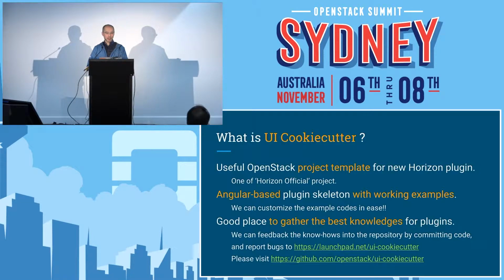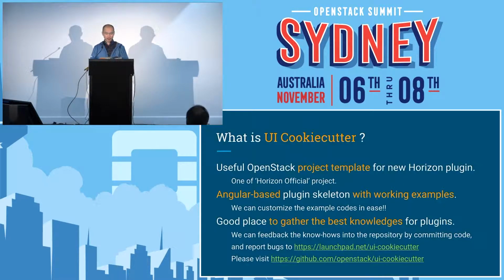UI cookie cutter is a project template for Horizon plugins, as you saw. It is maintained as a Horizon official project. UI cookie cutter has two purposes. One is to provide easy creation of new Angular-based plugins. The other is to share knowledge of how to implement plugins and how to follow changes in Horizon.